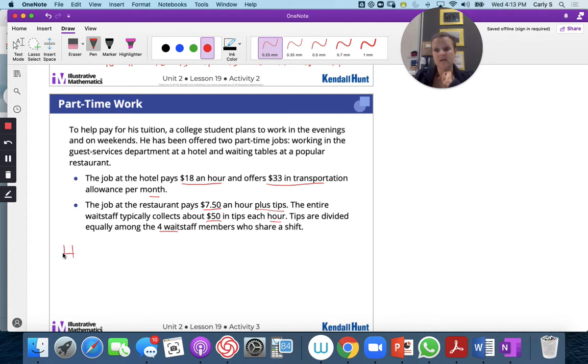So the hotel is $18 per hour plus $33 in transportation. The job at the restaurant pays $7.50 per hour plus tips, which are typically $50 divided by 4 per hour. Okay, so that's how much we're making. Let's see where we're going with this.